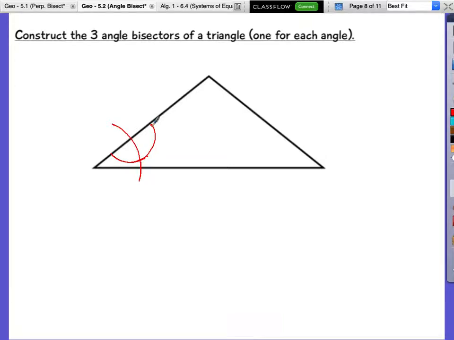It has to be inside the angle. Your new arc has to be inside the angle. Outside the angle, you gotta redo it. That'll work. Yes. Okay, so then you go through and you make the other one on the other side using the same measurement. Important, that's the same measurement. Don't intersect.